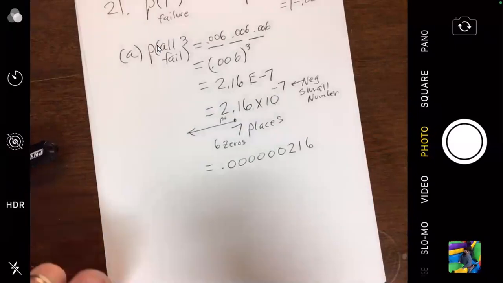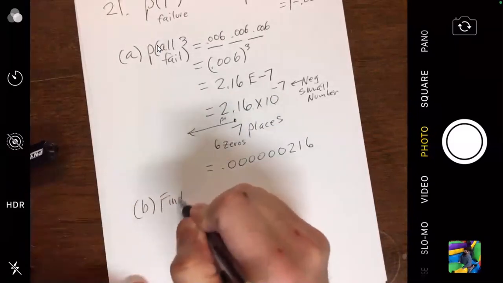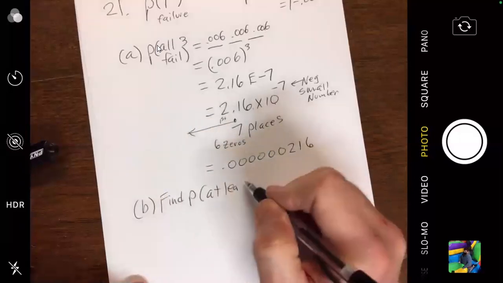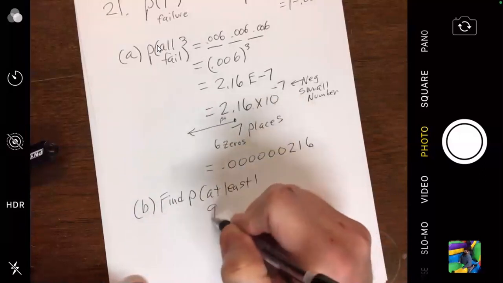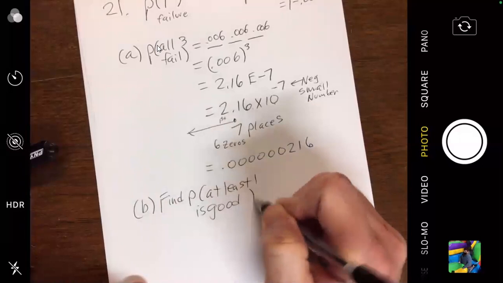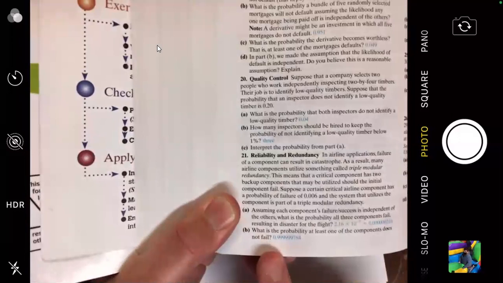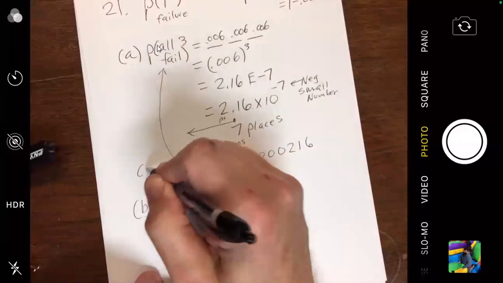All right, so basically find the probability at least one. They're using does not fail, or at least one is good. I'll use is good. They're wording it does not fail. At least one does not fail. All right, can you tell their complements?